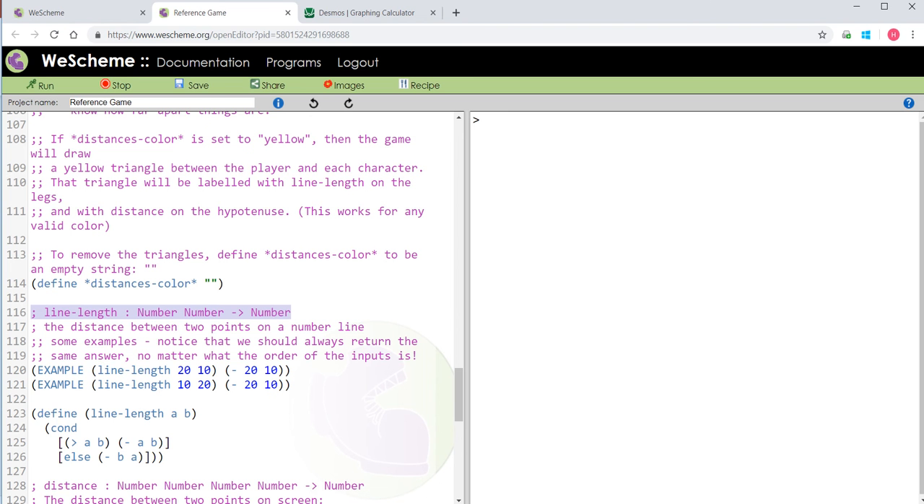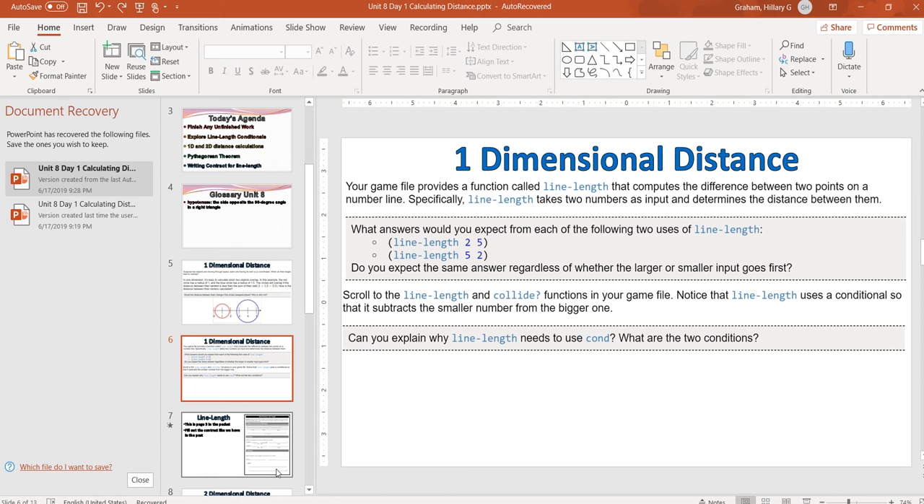So that's interesting. Looking back at our slide here, we see scroll to the line length and collide functions in your game file. Notice that the line length uses a conditional so that it subtracts the smaller number from the bigger one. Can you explain why line length needs a conditional? What are the two conditions? Go ahead and maybe chat about that with somebody at your table, or see if you can figure it out before we go over it. And then also, while you're at it, pull up the recipe for line length that's in your Unit 8 packet.